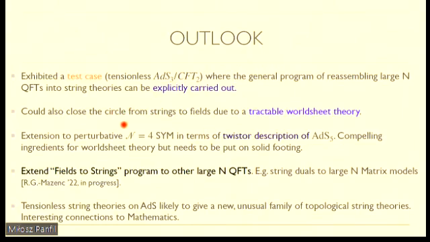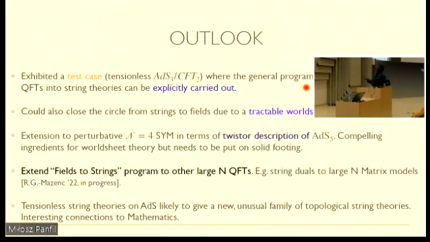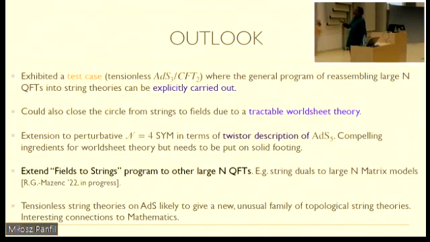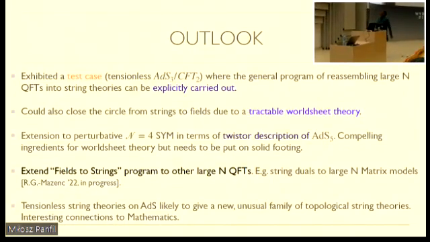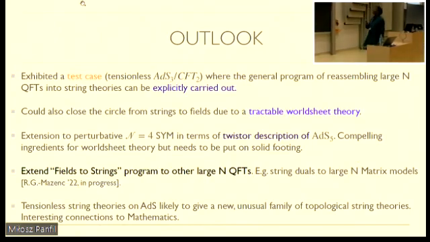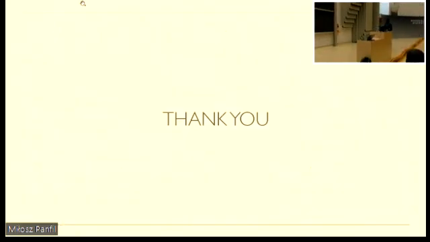Just to summarize, we exhibited this test case where this general program for assembling large N gauge theories or QFTs into string theories can be explicitly carried out. And we could close the circle in this case from strings to fields as well, because the worldsheet theory was tractable. We are looking into the extension to N=4 Yang-Mills and to other large N gauge theories, for instance, to engineer the string duals to even basic large N matrix models, which is something we are doing with Edward Mazenk.